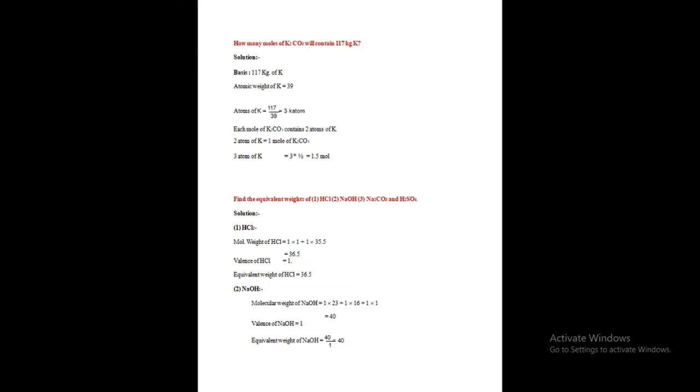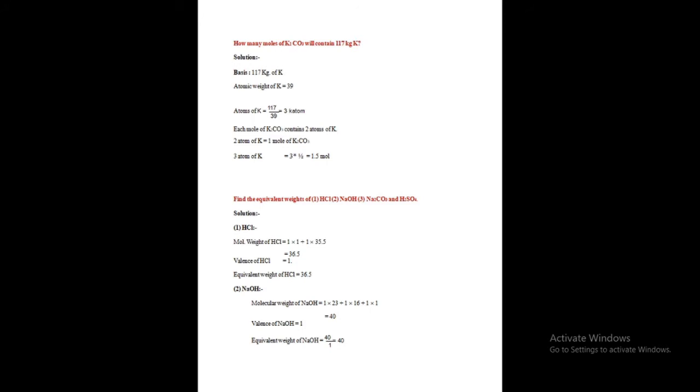Potassium is K. The basis of this problem is 117 kg of potassium. The atomic weight of potassium, all of you know, is 39. How to calculate the atoms of potassium? The formula is: atoms of potassium is equal to weight of potassium divided by atomic weight of potassium. So substitute the values and find the answer. Atoms of potassium: 3 atoms.